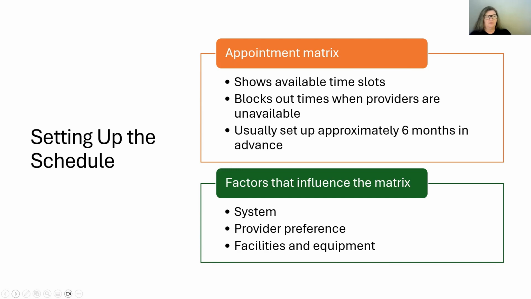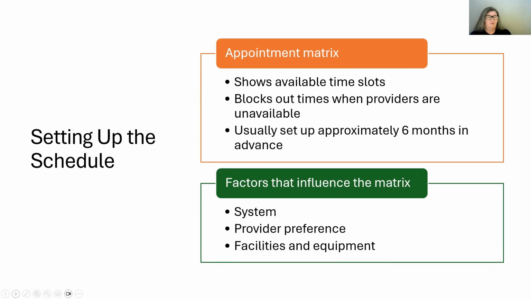It allows you to block out time when providers are not available, like lunches or if they do hospital rounds or something like that. We usually set up a matrix approximately 6 months in advance. So you can usually book out 6 months ahead of time, almost all the time.